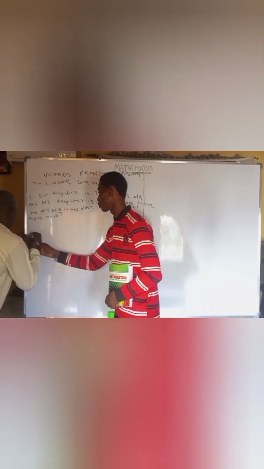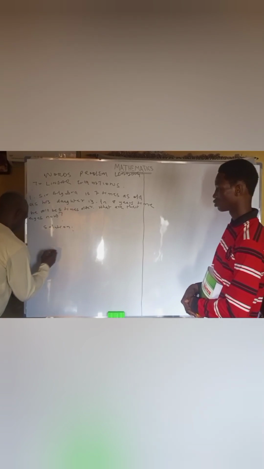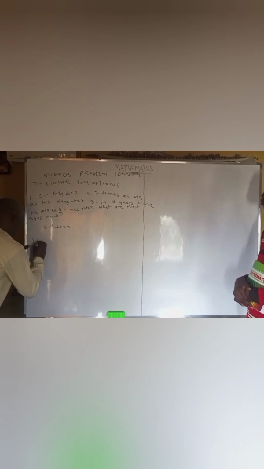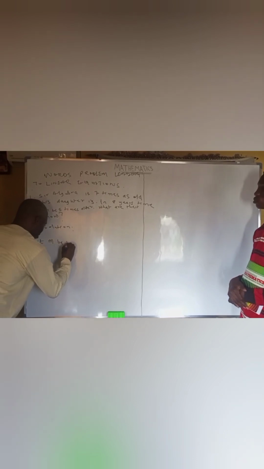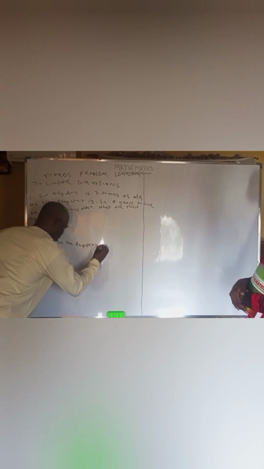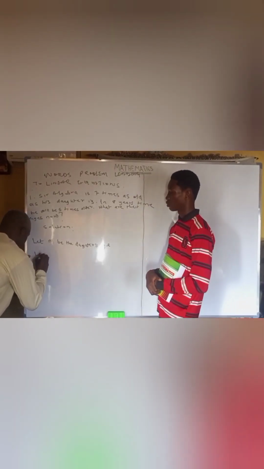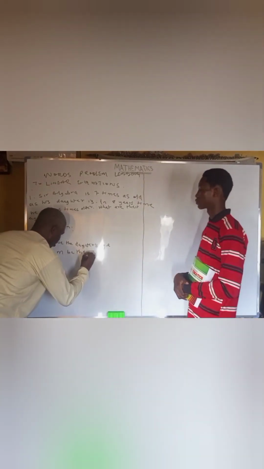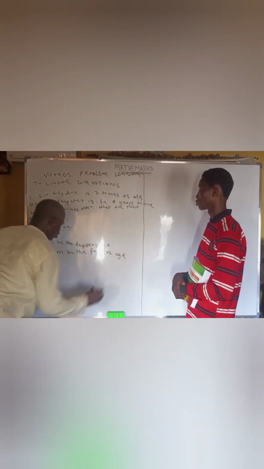Solution. Let m be the daughter's age. Then let 7m be the father's age.